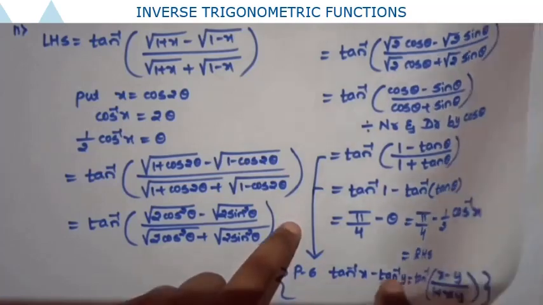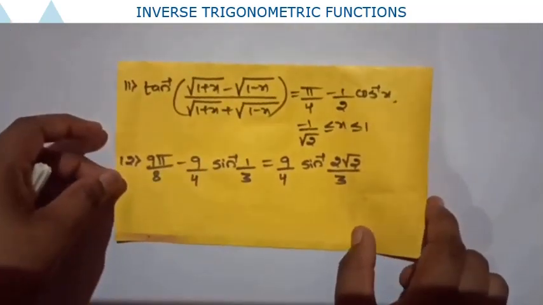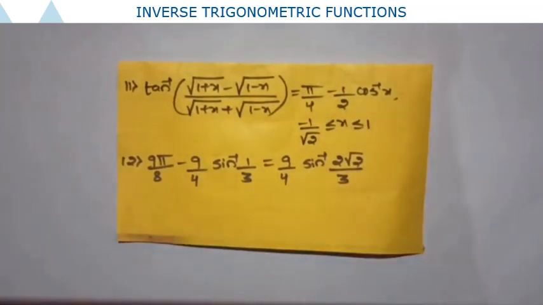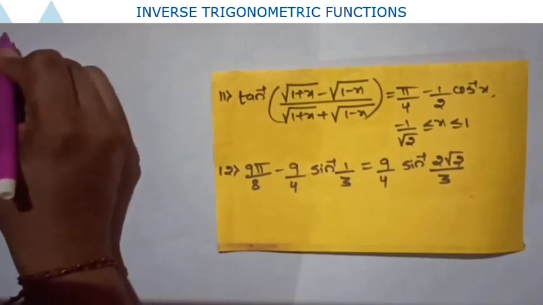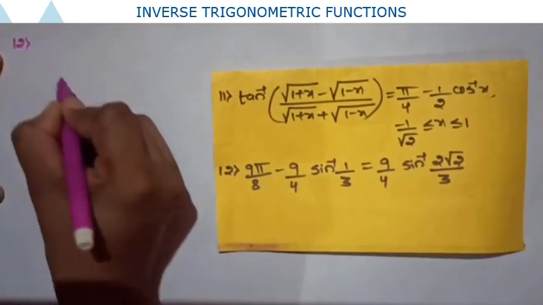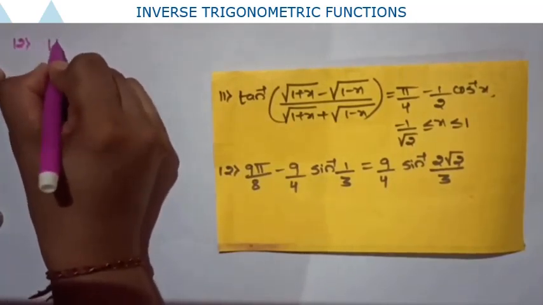That is the 12th example. So what is the 12th one? Prove that 9 pi by 8 minus 9 by 4 sin inverse 1 by 3 is equal to 9 by 4 sin inverse 2 root 2 divided by 3. So to do this one, consider the LHS side.